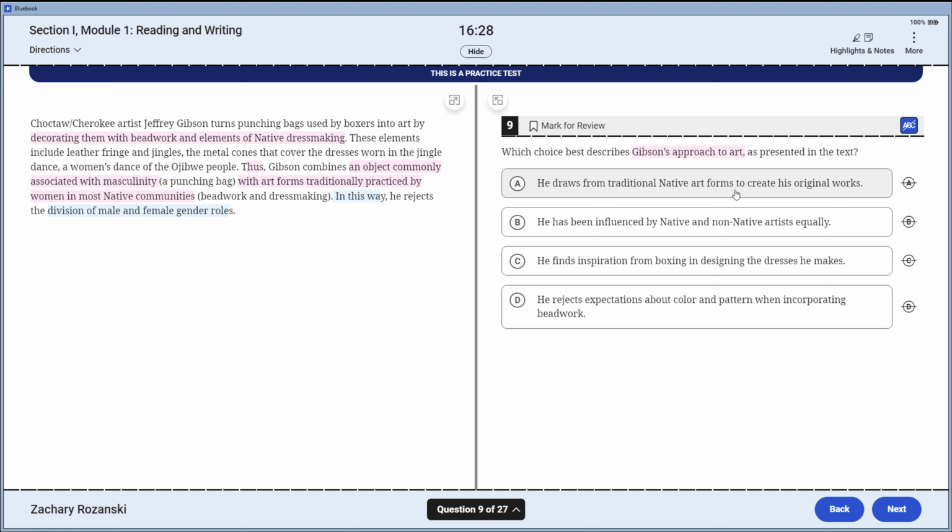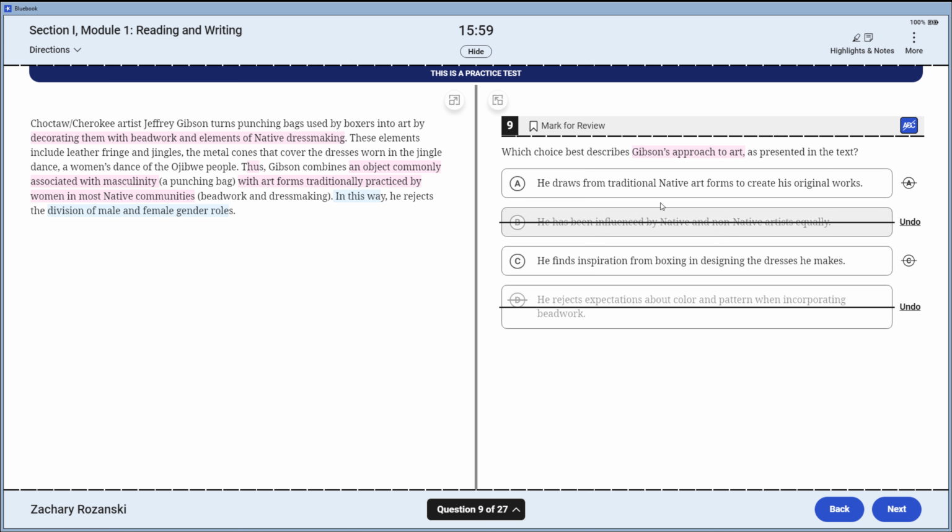So I didn't really have an explicit statement that screams to me. I'll read these. He draws from, this is absolutely a true statement. He's been influenced by these statements equally. I don't see that statement in the text. He pulls from both, but this statement of equality within the disciplines I'd have to find. He finds inspiration from boxing. Kind of feel chill. He rejects expectation. There's nothing to support this concept. Expectation when incorporating beadwork. I don't have anything about that, right? He's adhering to his culture's practice.